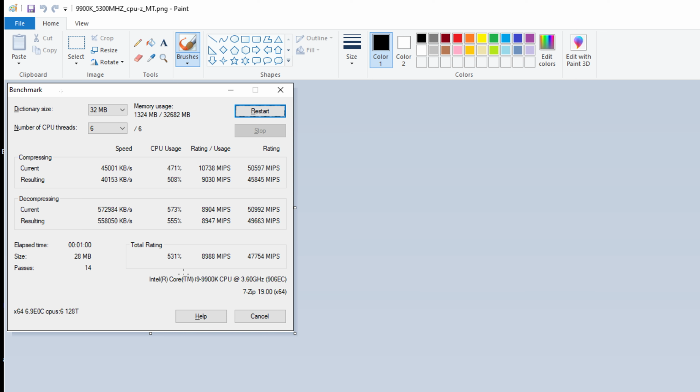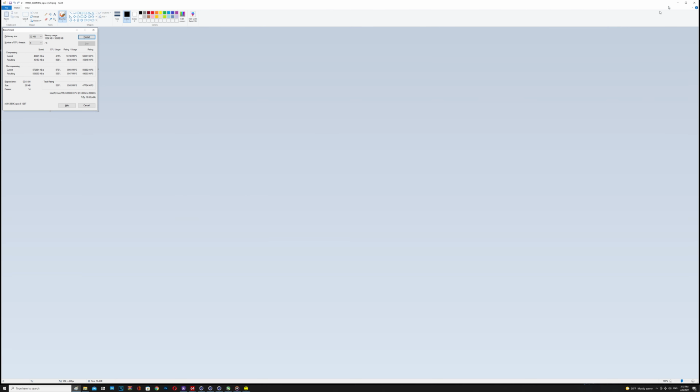It does the same thing, as you can see, under 7-Zip. It does the same thing under Cinebench. It does the same thing under CPU-Z. So pretty much we got our scaling. Those 6 cores perform like almost 5.5 cores in real life. Okay, the score will be 47,754 MIPS. Okay, that's it, guys. Let me close it down.